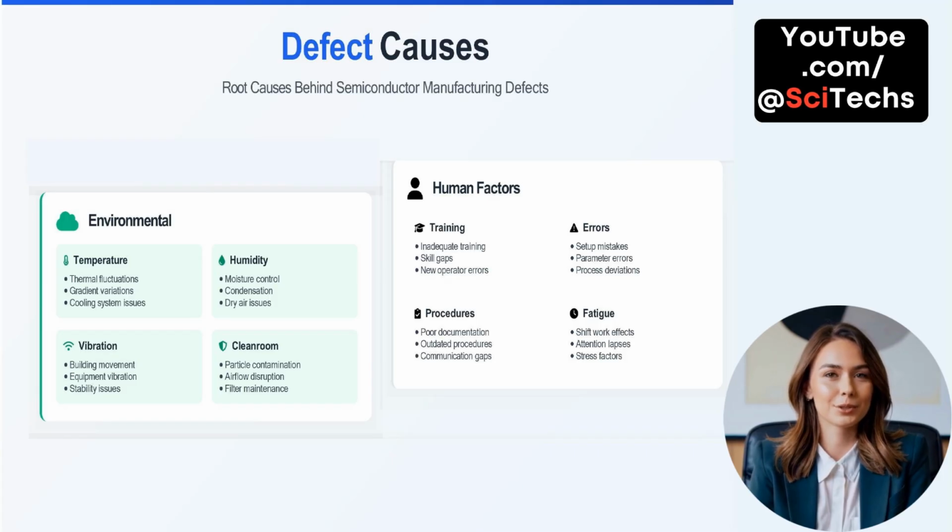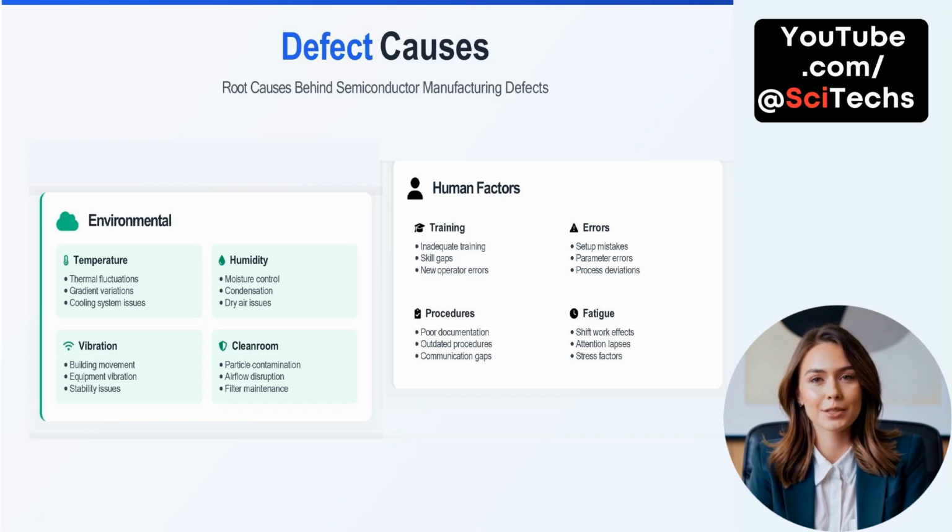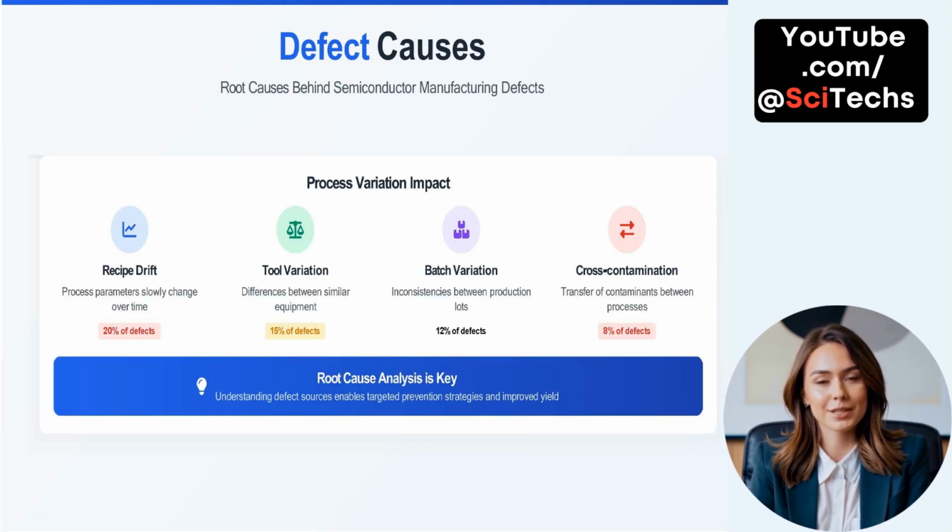Maintaining environmental stability and supporting workforce training, procedures, and well-being are essential in minimizing human-induced defects in semiconductor manufacturing. Process variation impact. Process variations are a major contributor to defects in semiconductor manufacturing.